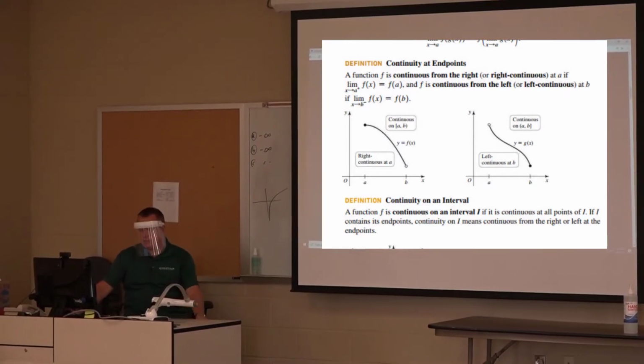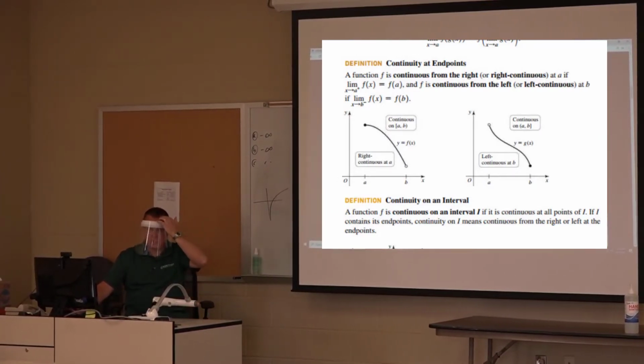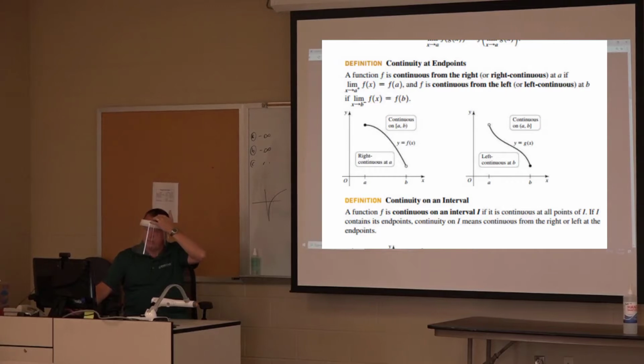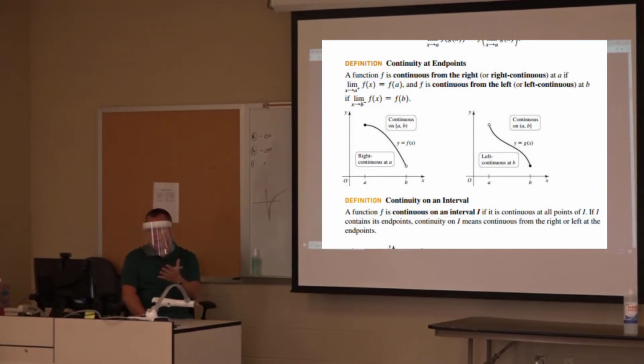All right, now this is something to look at as far as the definition that he uses here in this text. Continuity at endpoints. Okay, a function f is continuous from the right at a if the limit as x approaches a from the right is equal to f at a. And then it's continuous from the left at b if the limit as x approaches b from the left is equal to f of b.